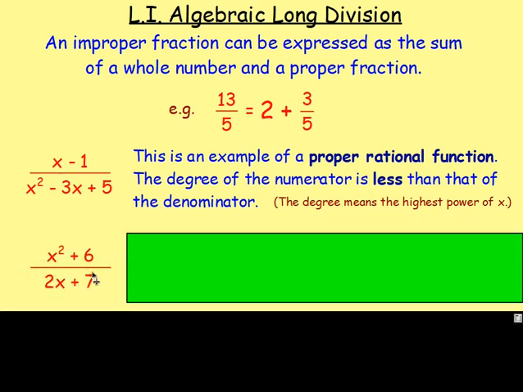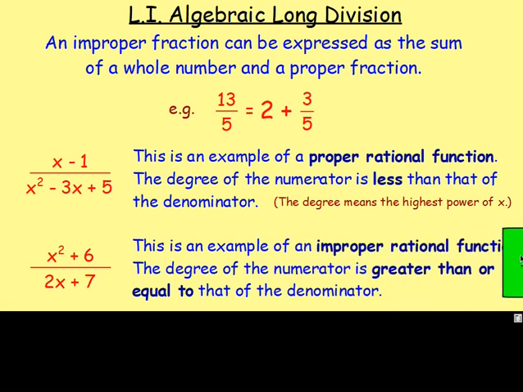This example here though, if we've got x squared plus 6 over 2x plus 7, what could you say about that one? Excellent, yes, improper, because the degree of the numerator, the highest power, is x squared. On the bottom, you've got x to the power of 1. Well, 2 is obviously bigger than 1, so that'll be your top heavy fraction, or an improper rational function. As it says, the degree of the numerator is greater than that of the denominator. Or it could also be equal. If we had 2x squared on the bottom, that would also be an improper rational function because the degree of the numerator and denominator would be equal. So when it's equal or greater than, it's an improper rational function.